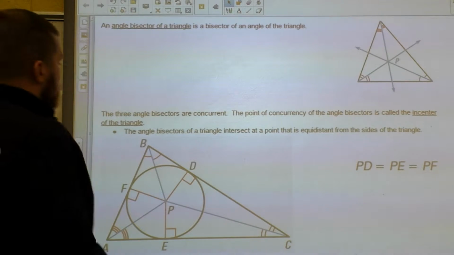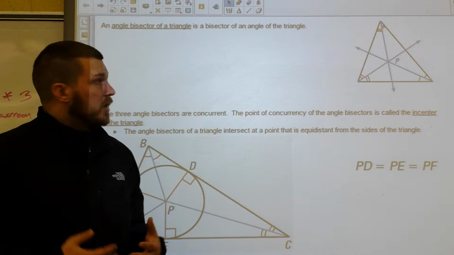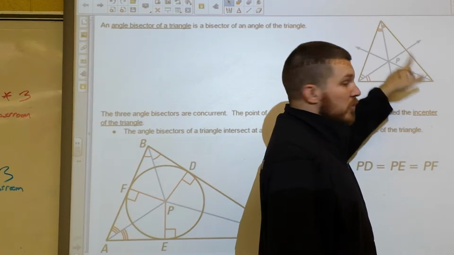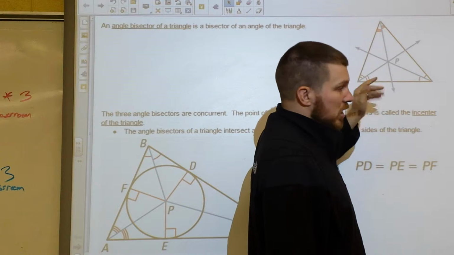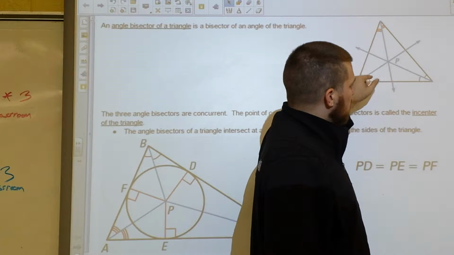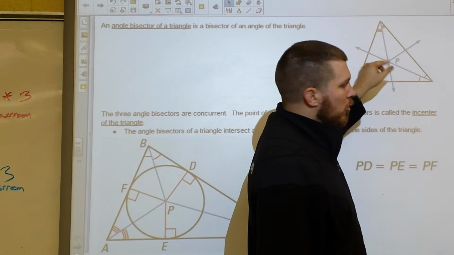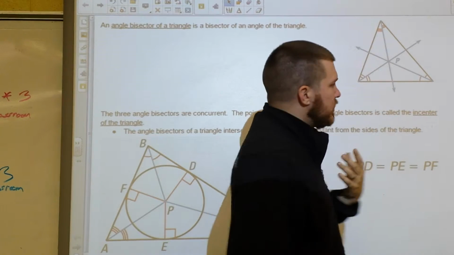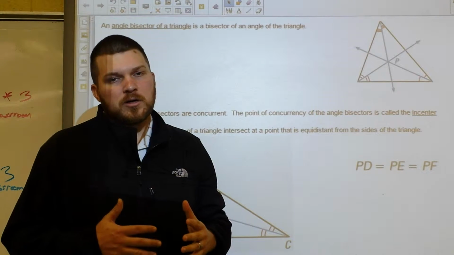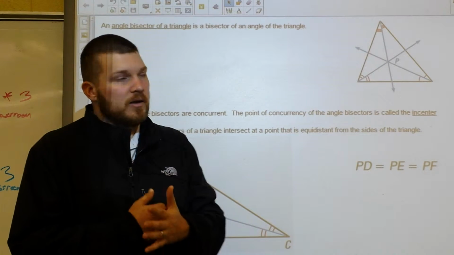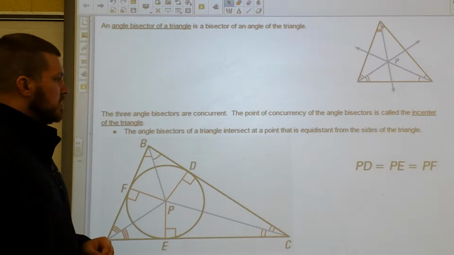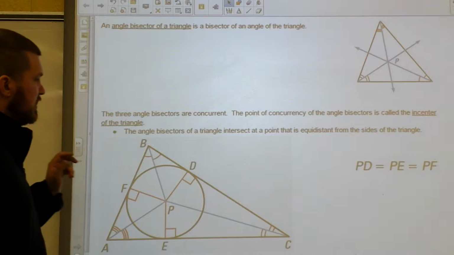Alright, so in this video we're talking about the angle bisectors of a triangle. Since we have three angles in a triangle, we have three angle bisectors of a triangle. And the three angle bisectors of a triangle are always going to meet up, or be concurrent, at a point P, and that point P is always going to be on the inside of our triangle. So the angle bisectors are always concurrent at a point that is inside of a triangle, no matter what type of triangle you have. This point of concurrency, point P, is called the incenter of the triangle.